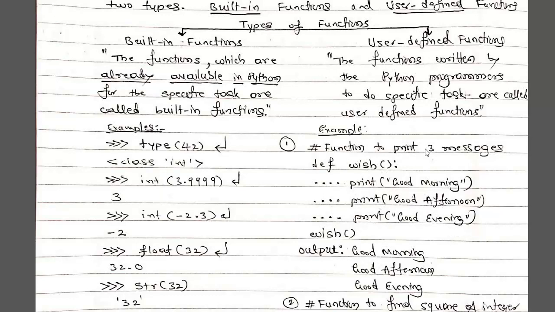That means we created a function now. How to call it? Just wish. Press enter. Or you can type this one in the editor and run the program. I get the output like good morning, good afternoon and good evening.